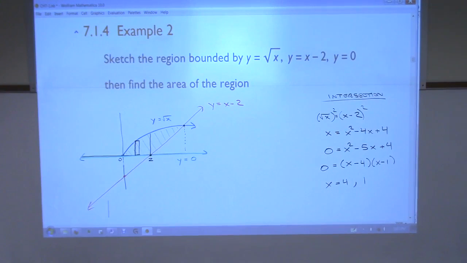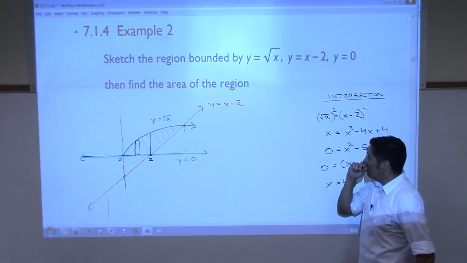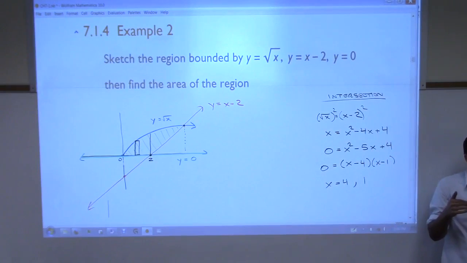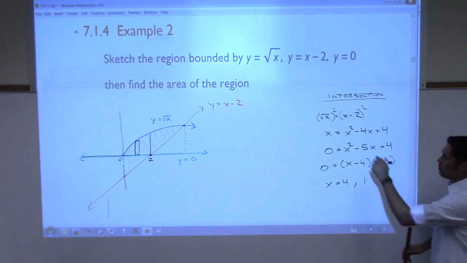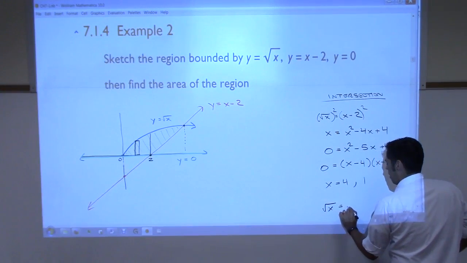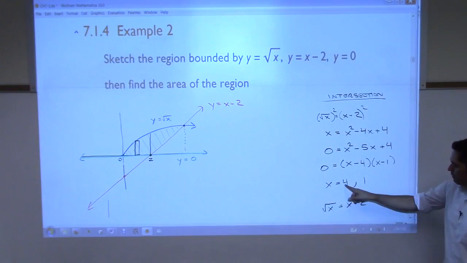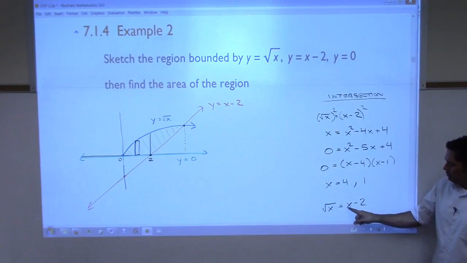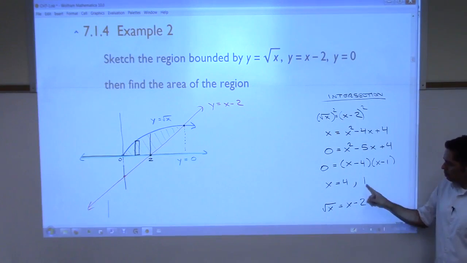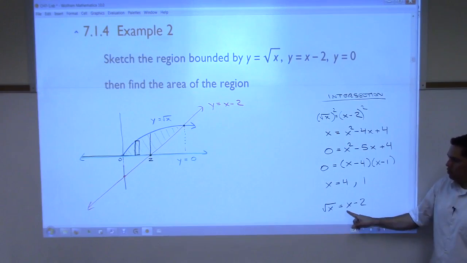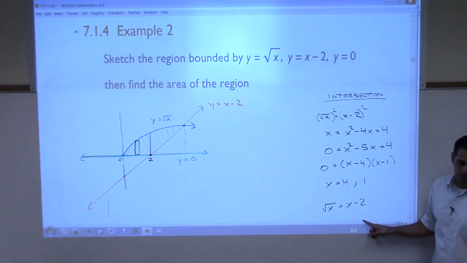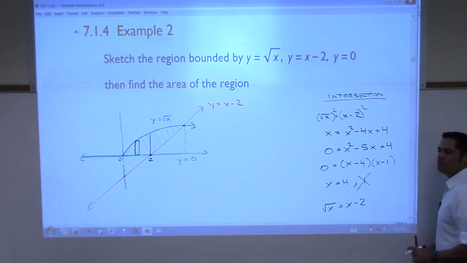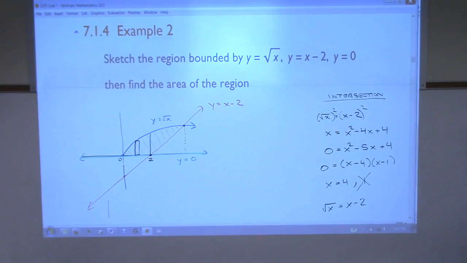That seems wrong, doesn't it? Well, guess what? Do you remember this back when you were doing radical equations in college algebra? That when you square both sides, you introduce the possibility of extraneous solutions. You have to see which one works. So if we go back to the original equation, root x equals x minus 2, let's check 4 in here. Square root of 4, 2. 4 minus 2, 2. 2 equals 2, check. Plug in 1. Root 1, 1. 1 minus 2, negative 1. So this one is out. It's an extraneous solution. So 4 is the answer. So we know this is 4.